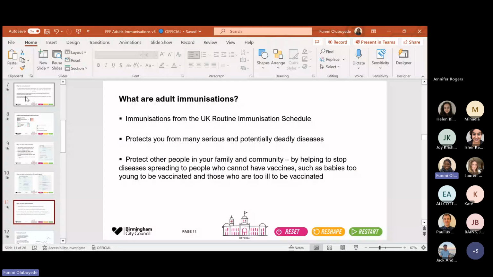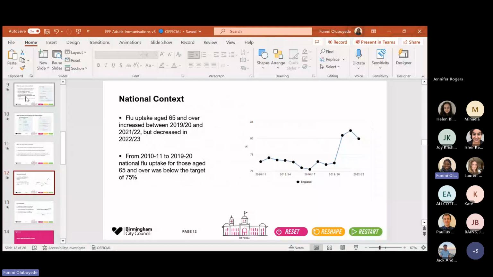So what are the adult immunizations? They're immunizations from the UK NHS immunization schedule. They protect you from many serious and potentially deadly diseases, and they protect other people in your family and community by helping to stop the spread of the diseases to people who cannot have vaccines, such as babies that are too young to be vaccinated and those who are too ill to be vaccinated.